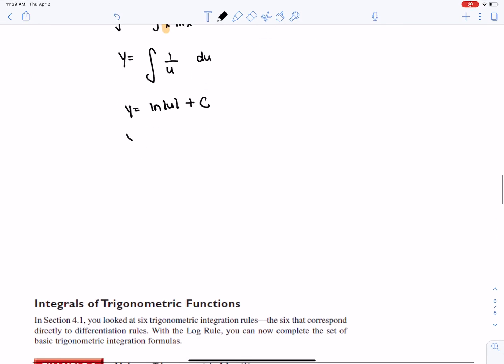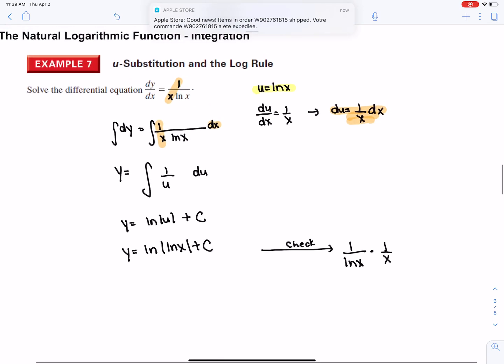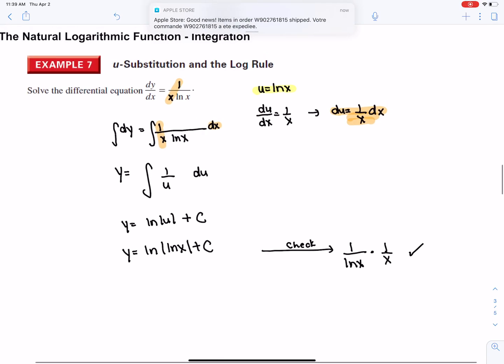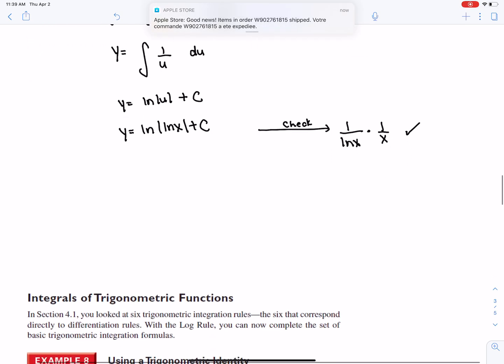And then I come back and sub my u back in. So ln of ln x plus c. Now you'll notice if I want to check this, I just take the derivative. The derivative of ln of something is 1 over the something. The derivative of the something would be 1 over x, and the derivative of the constant goes to 0, and this matches up to my original derivative.